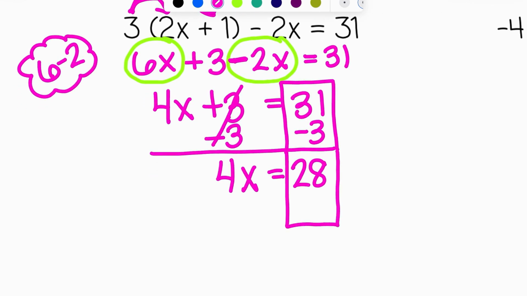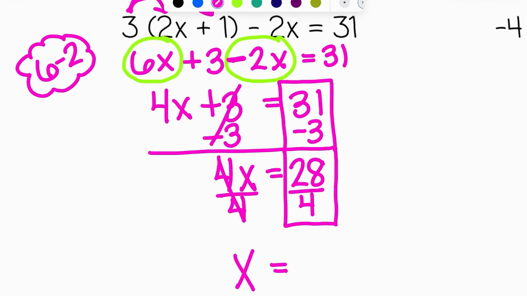All right, last step, box the 28. The 4 and the x are side by side, so we need to divide. Divide both sides of the equation by 4. 4 divided by 4 gives me 1x. And 28 divided by 4 gives me 7. So my answer there would be x equals 7.